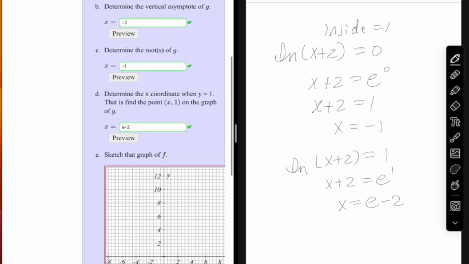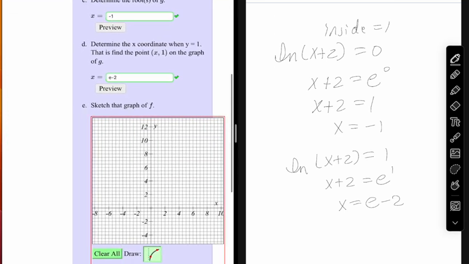Okay, now we get to the graph. So let's think about some things we know. We know that there is a vertical asymptote, for me, at -2. The first thing they want you to put on the graph is the asymptote. Mine's at -2. Remember, that's where the inside is equal to 0. So mine was x plus 2 equals 0 at -2. So I put that on first.